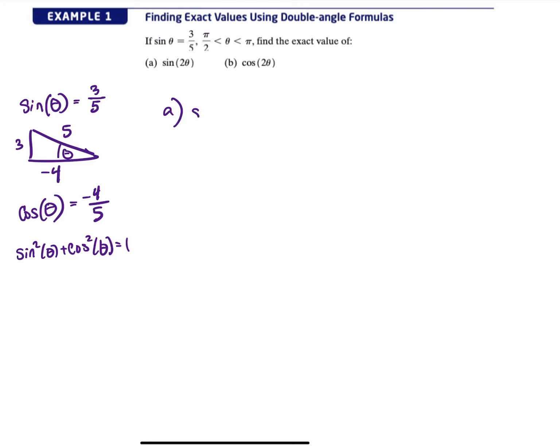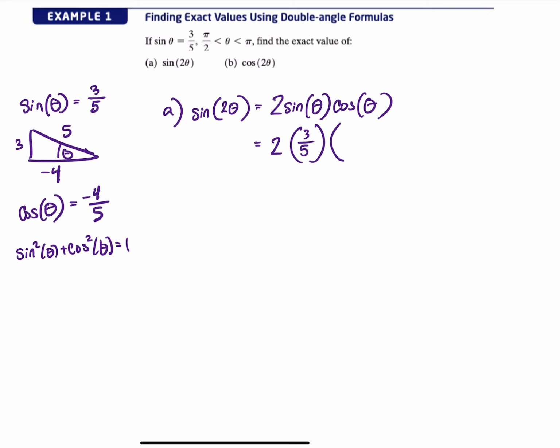Part A asks for the sine of 2 theta. We said earlier that is 2 sine of theta cosine of theta. So that would be 2 times 3/5, that's the sine of theta, times negative 4/5, that is the cosine. So let's say that will be over 1. So 2 times 3 times negative 4, that's 2 times negative 12, so negative 24, and we have 2 5s in those denominators, so over 25.